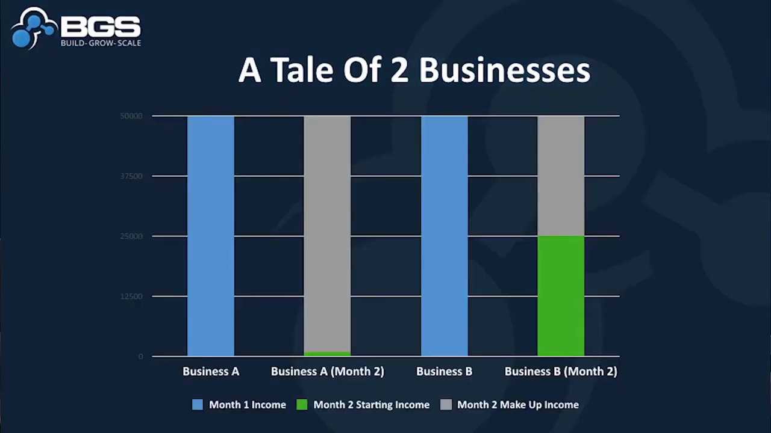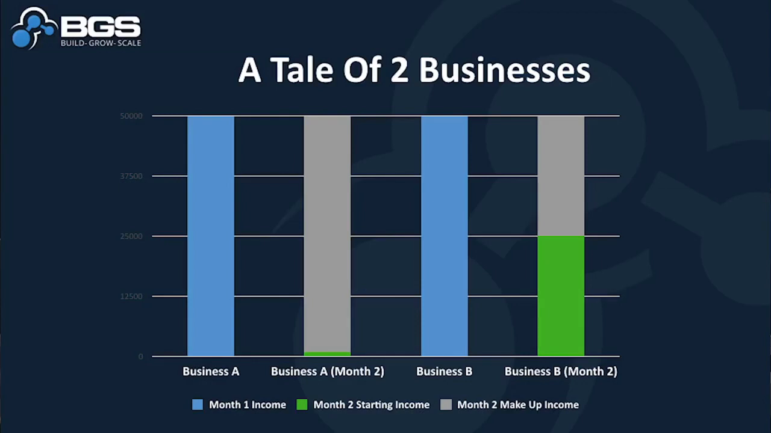Both businesses make $50,000 by the end of month one. When month two starts, business A, which is the green column, starts over at zero, whereas business B starts off month two at 25K. So they have to do less work to get to the 50K mark, right? Graphically, it makes a hell of a lot more sense than non-graphical, so I like to throw it out there.